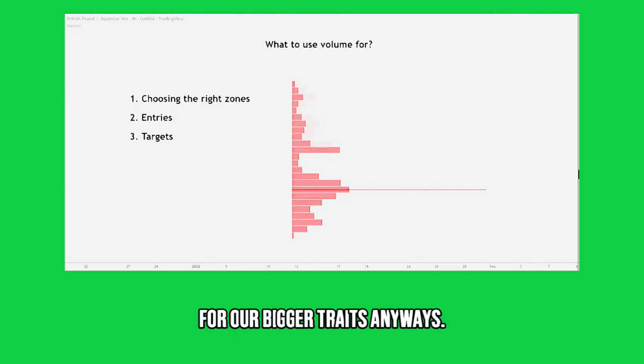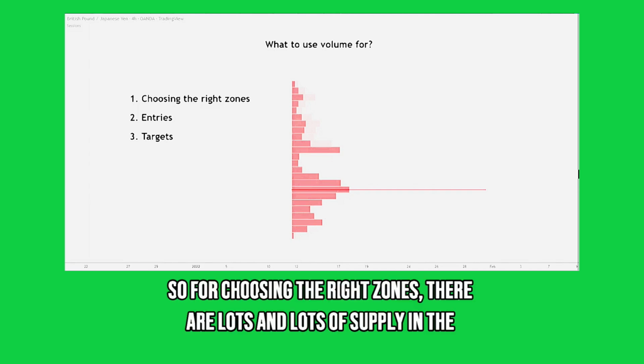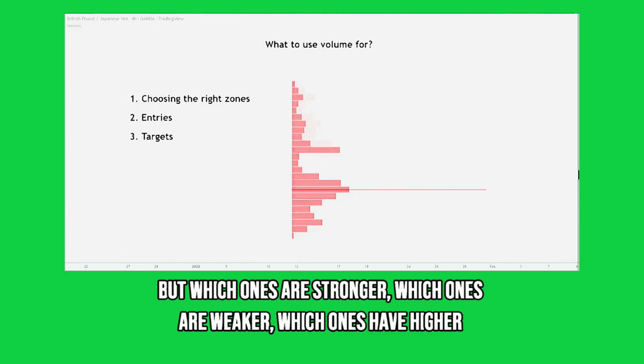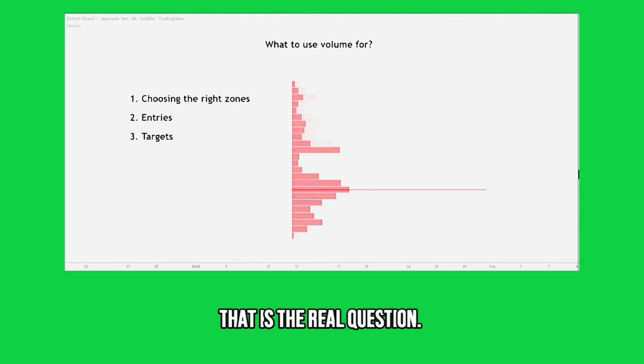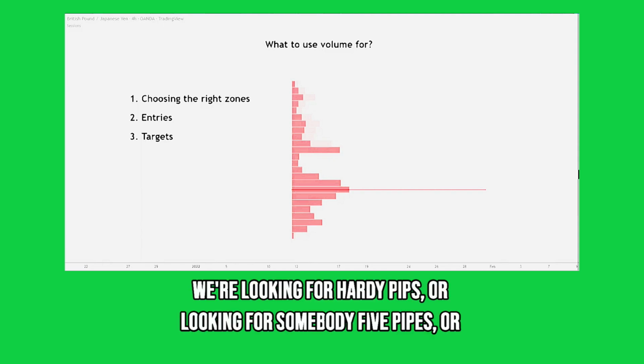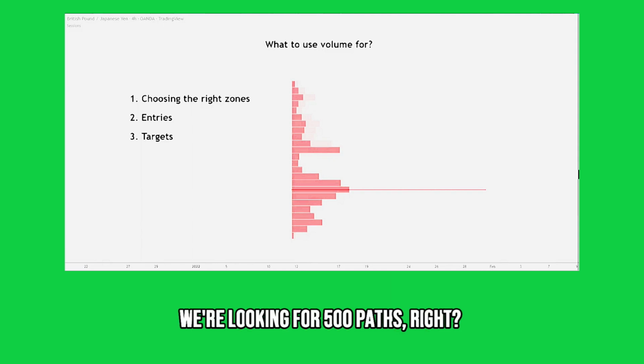But anyways, for choosing the right zones, there are lots and lots of supply and demand zones on any single time frame. Which ones are stronger? Which ones are weaker? Which ones have higher probability of playing out? That is the real question. And what can we expect from those zones? Are we looking for 100 pips? 75 pips? Or 500 pips?